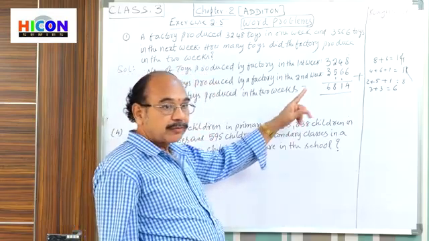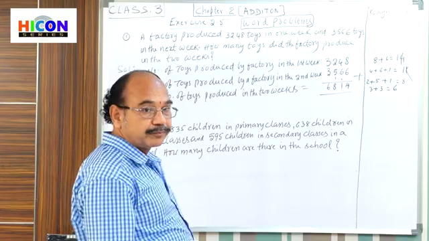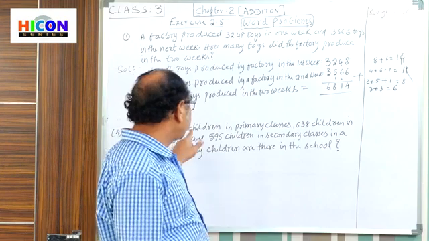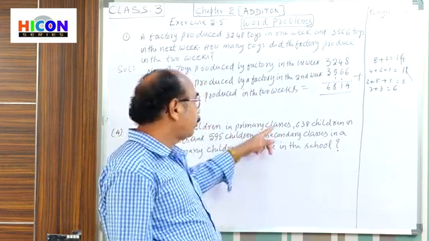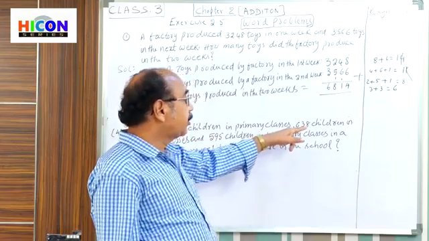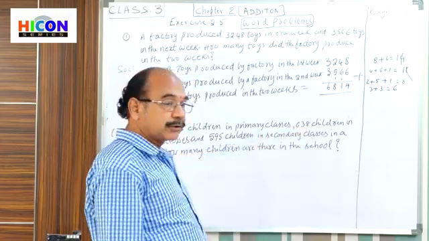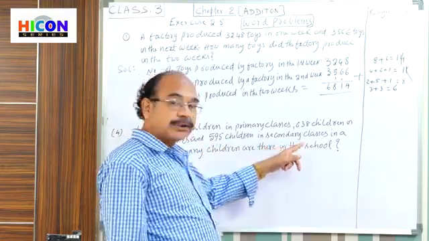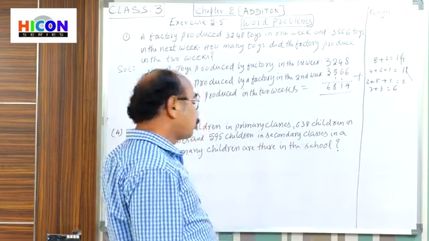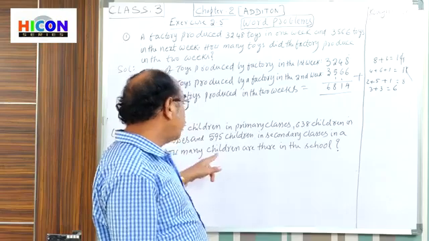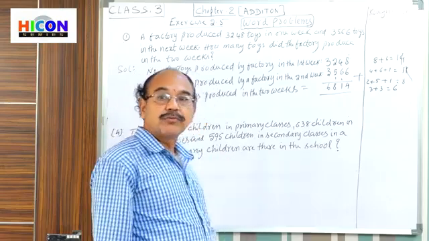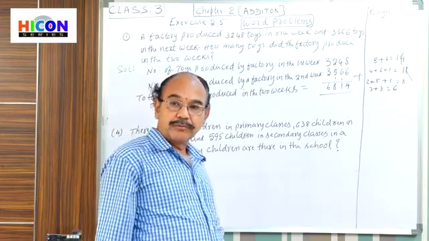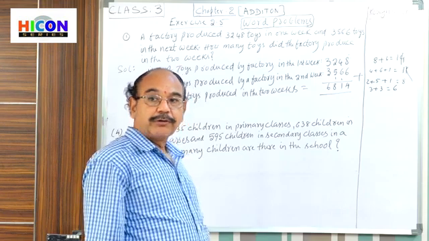Okay, children. Now, come to the fourth question. Read the fourth question first. There are 835 children in primary classes, 638 children in middle classes, and 595 children in secondary classes in a school. How many children are there in the school? This is the question. Okay, after reading the question, try to understand the meaning.